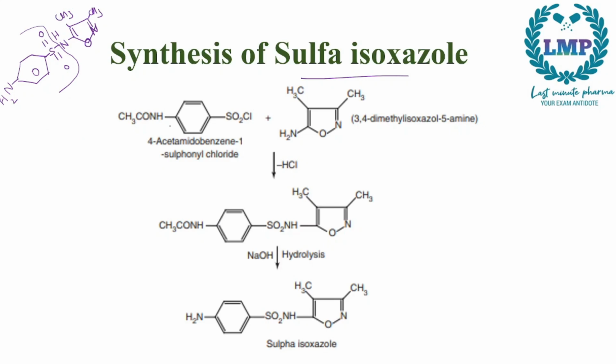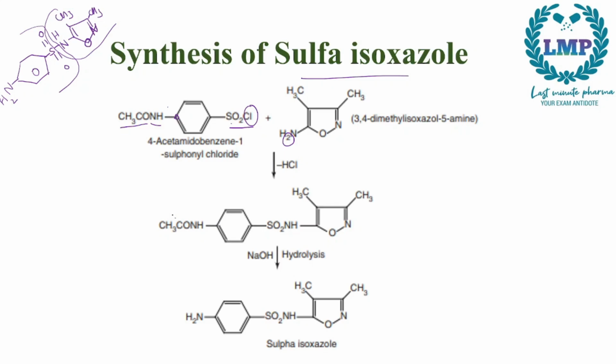So we will take 4-acetyl-amido-benzene, 1 sulfonyl chloride. This is sulfonyl chloride. In the fourth position we have acid-amido, that is this part, acid-amido-benzene, sulfonyl chloride. To this we will add 3,4-dimethyl isoxazole 5-amine. So we will add this structure basically right here. So when we add, there would be removal of HCl. So there is a Cl removed from here and an H removed from here. We will get this structure right here.